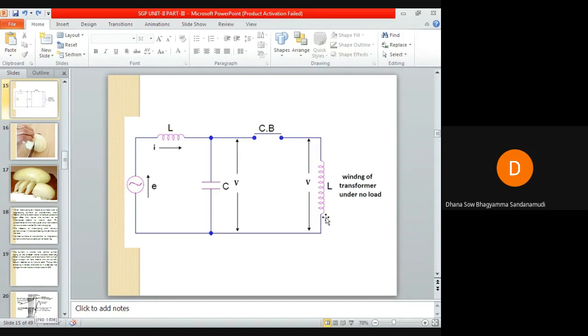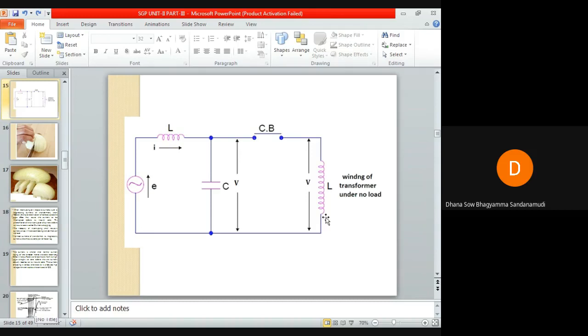So the current is smaller than the winding current of the transformer, which is the low inductive current. It is very small when compared to the normal current rating of the circuit breaker. The circuit breaker has to interrupt the low inductive current of the unloaded transformer. So that low inductive current is very small when compared to the rating of the circuit breaker.